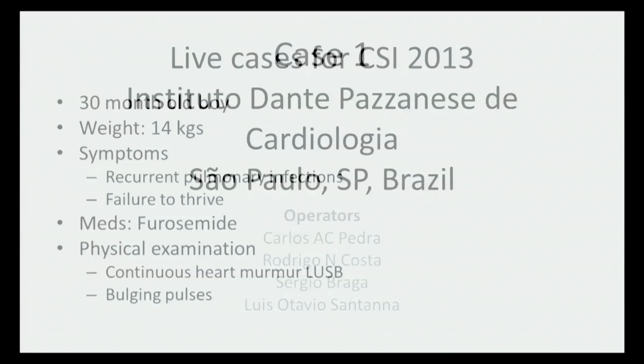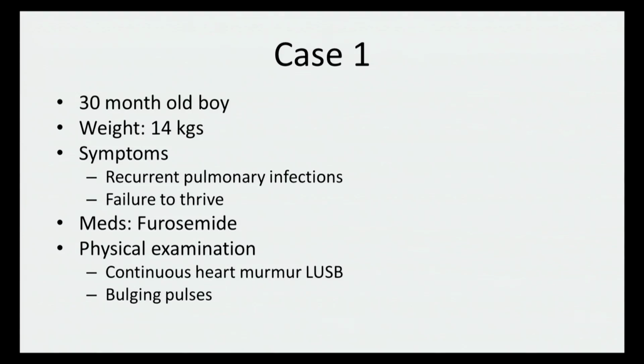Next one. So this is a 30-month-old boy weighing, it's not 14, it's 10 kilos in fact. He's very symptomatic with recurrent pulmonary infections and failure to thrive. He has a big heart on the x-ray, you're gonna see that. He's on furosemide, and he has a continuous heart murmur in the left upper sternal border and bulging pulses.